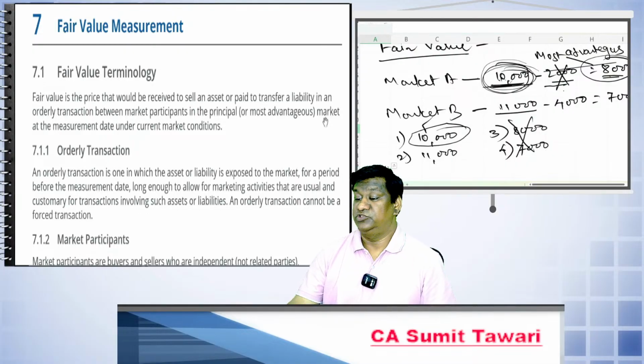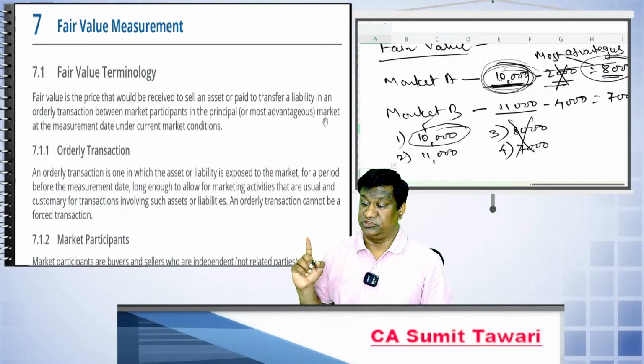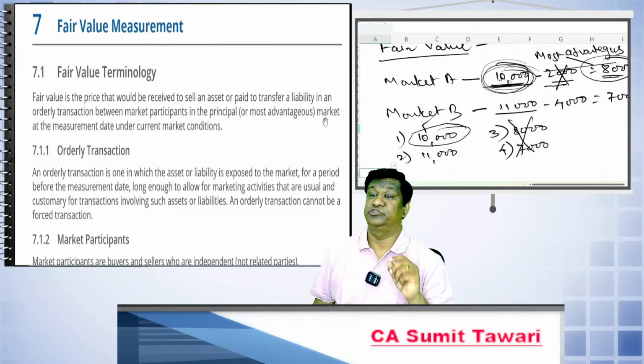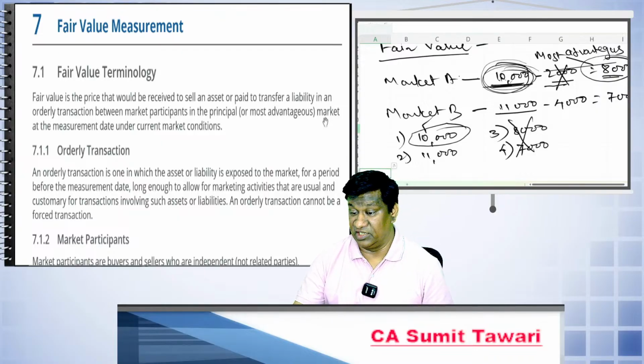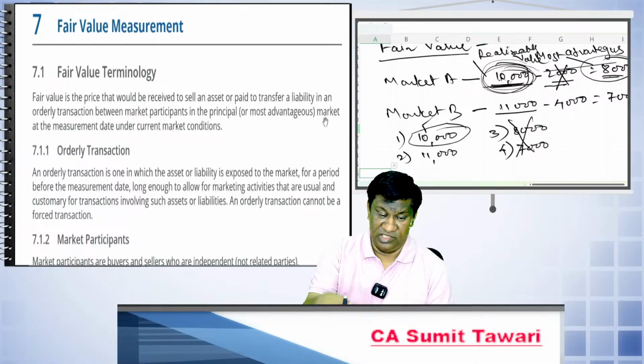So first you need to pick the most advantageous market, and you can calculate that on the basis of the most advantageous net realizable value, but you need to consider the asset value as the realizable value, not the net realizable value. So this is the way you need to consider. We'll see one by one.